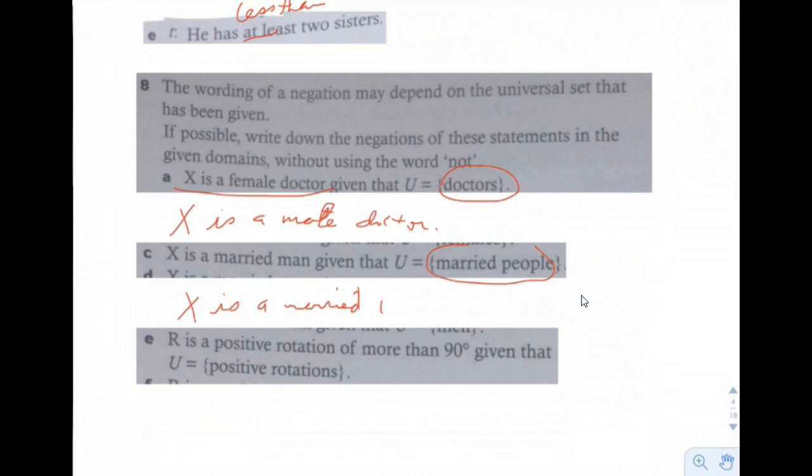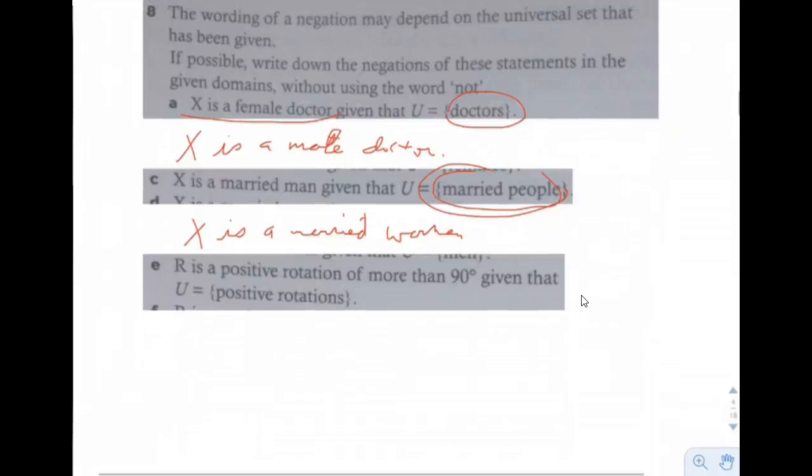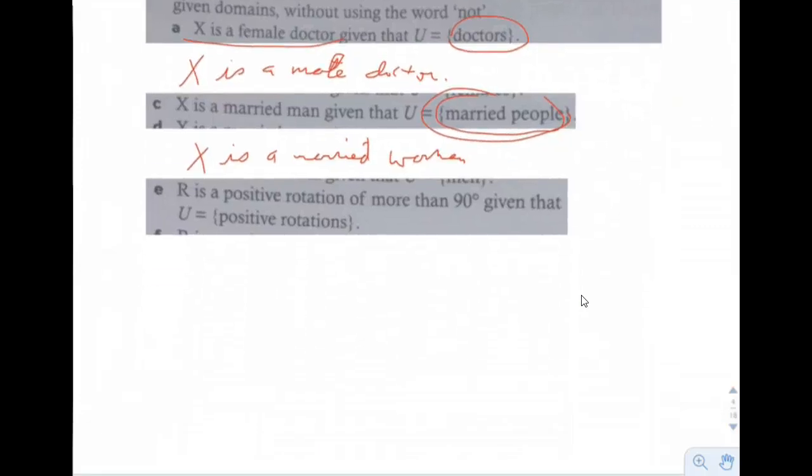So you might think that the negation here is X is not married, or X is an unmarried man, but that is not in the universe of married people. The married people universe only has married men and married women. So the negation of X is a married man would be X is a married woman. Okay?